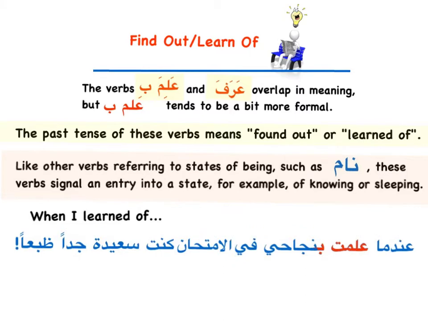Example: عندما علمت بنجاحي في الامتحان كنت سعيدة جدا طبعا. So, when I learned of my success in the test, I was happy, of course. عندما, when, علمت بنجاحي. So, this changed the state. When I learned, I became. So, you entered into a state of being happy after learning the good news.